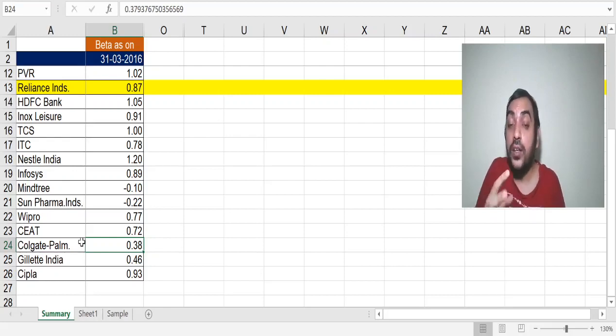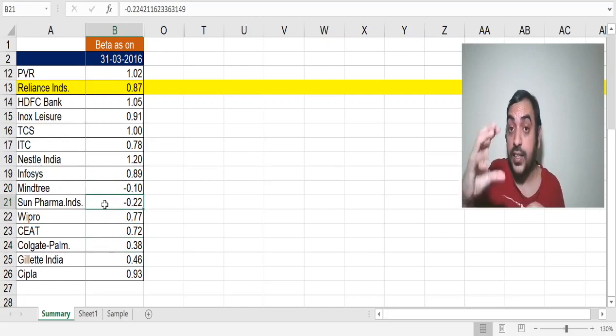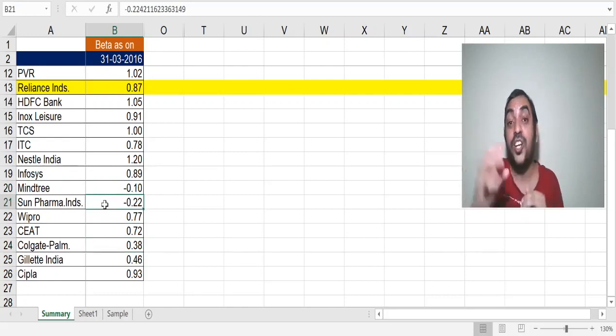Beta more than 1, higher movement, higher risk, higher return. Beta less than 1, lower risk, lower movement, lower returns. Hope you are getting this point. The direction is given by plus or minus, and the proportion is given by the actual values. And this negative beta, minus 0.10, minus 0.122, means when the market increases, the security will go down. So negative beta means security and market are moving in opposite direction.